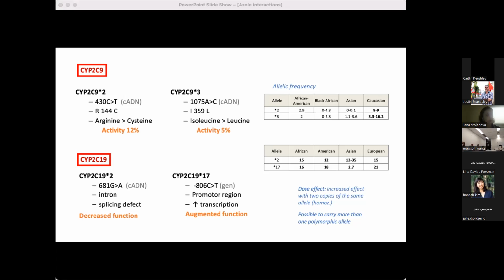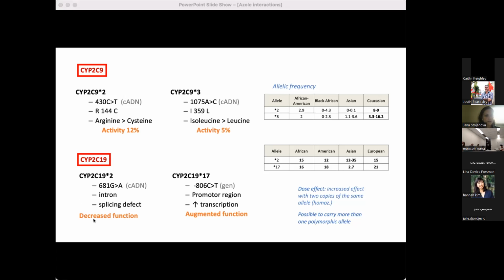So the *2 allele in this case results in a splicing defect in one of the introns, which ultimately results in decreased enzyme function, while the *17 polymorphism is located in the promoter region. This could cause an increase of transcription, and we see augmented function in people that carry this polymorphism. The *17 reflects the fact that this polymorphism was only quite recently discovered and named and annotated.